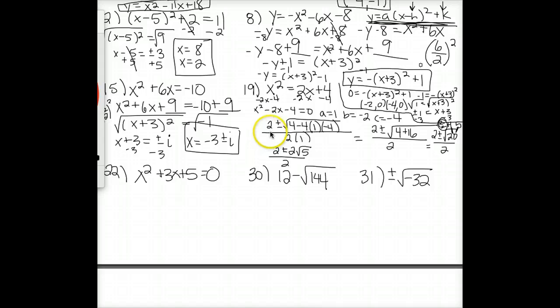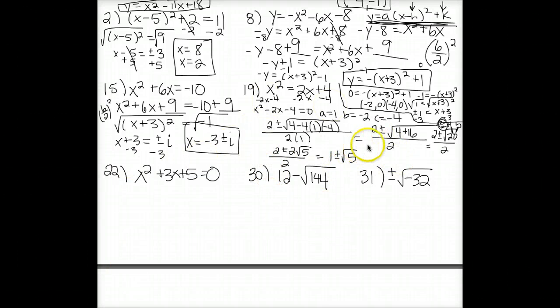All right, so next I need to reduce. So 2 divided by 2 is 1. 2 divided by 2 over here, still 1. So I end up with 1 plus or minus radical 5.